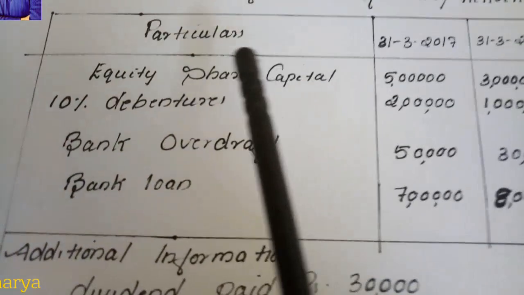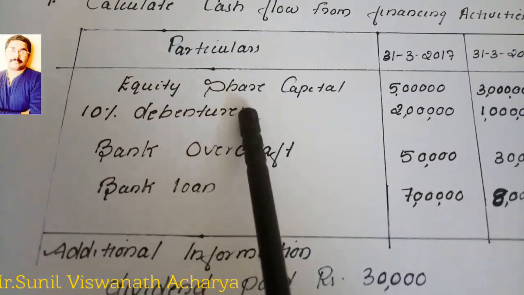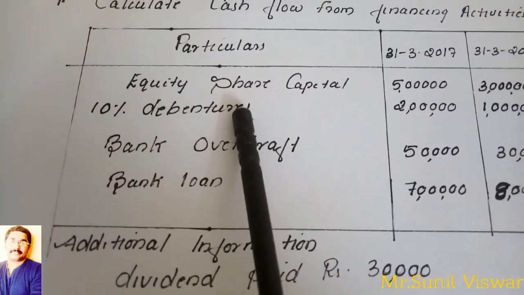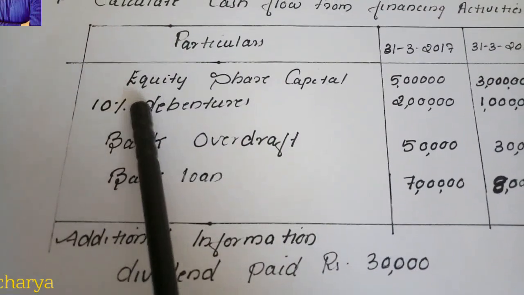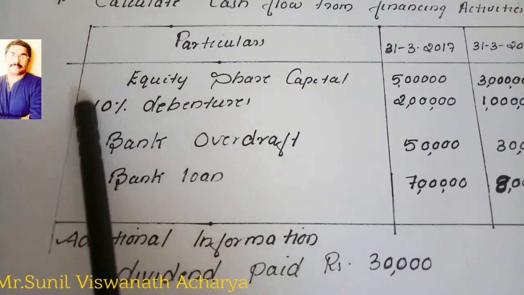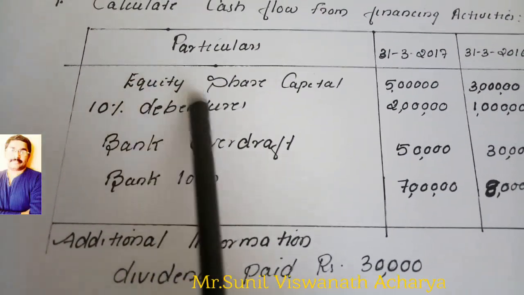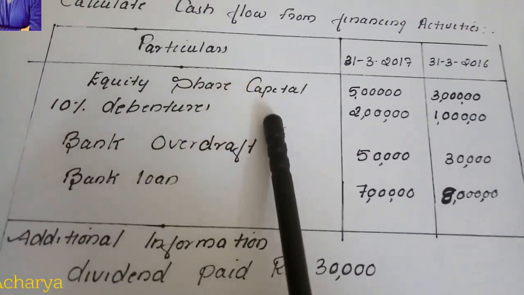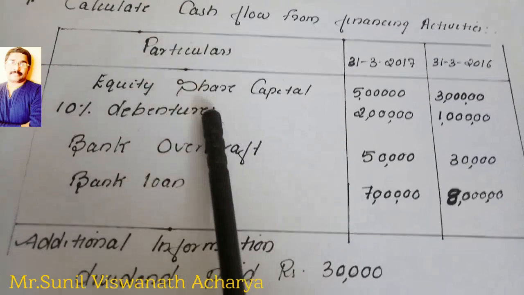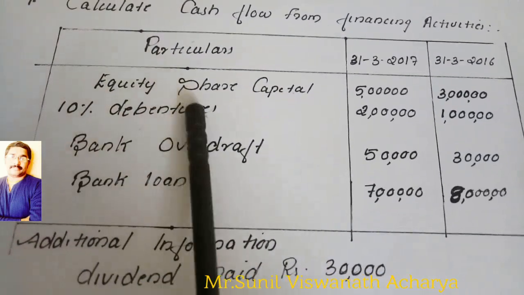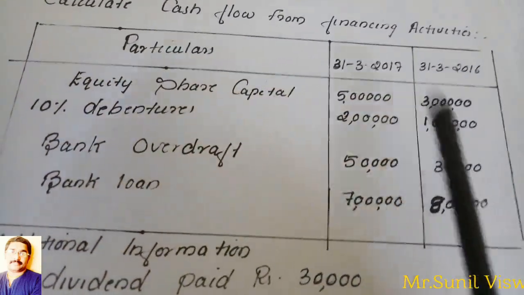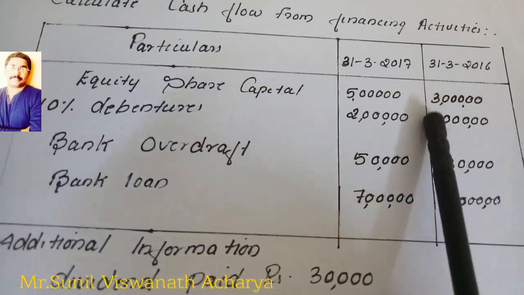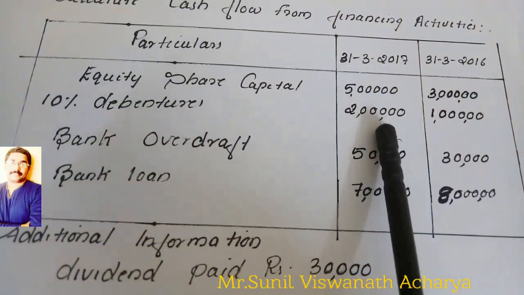Then one piece of information here, 10% debenture. We know a debenture is a long-term borrowing, shown as a liability. 10% means its interest rate per annum is 10%. If nothing is mentioned in the question, you have to calculate interest for the debenture. We know that even if there is a loss, it is compulsory; we have to pay interest to the debenture holders. So when calculating interest, you have to take the first year amount. What is the first year amount? 1 lakh.